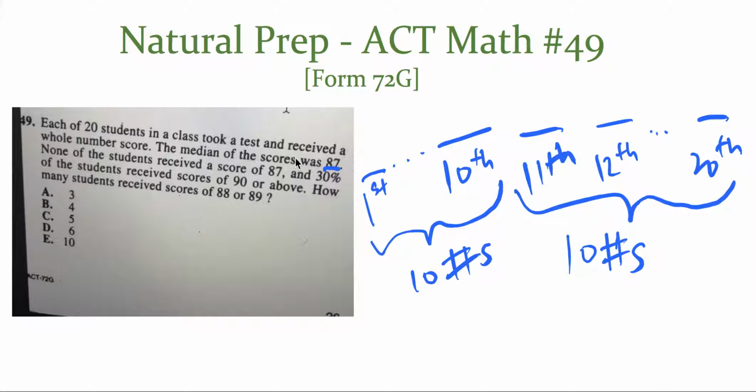So because the median is 87 and none of the students received a score of 87, that means the average of these two numbers right here has to be 87.